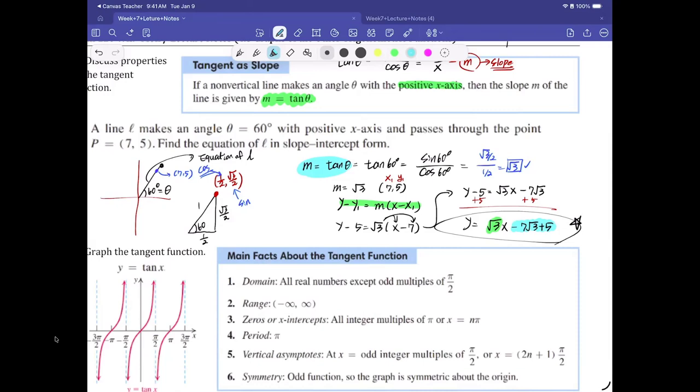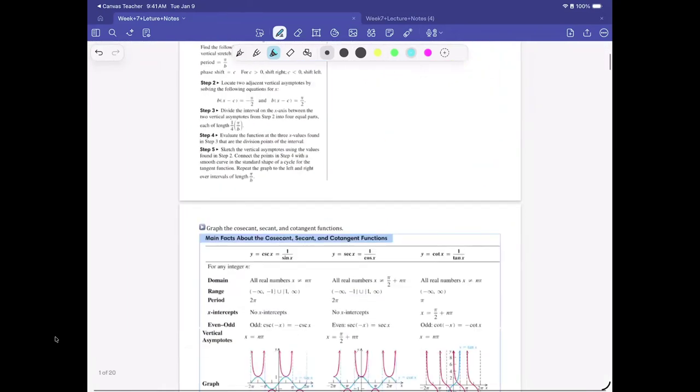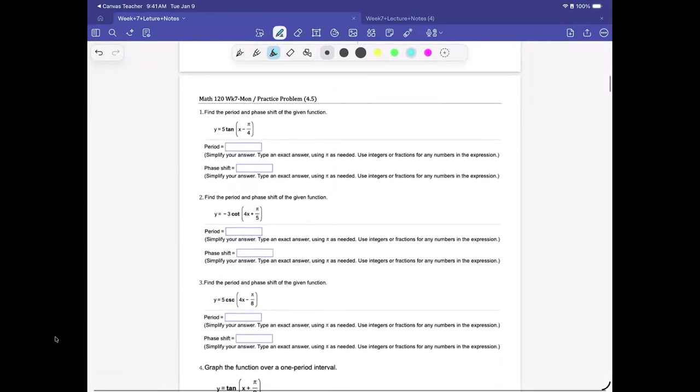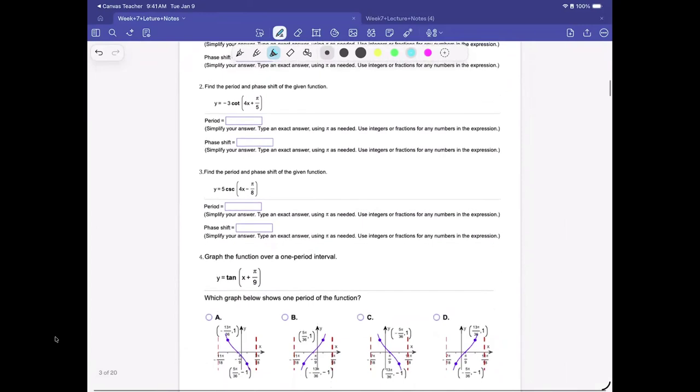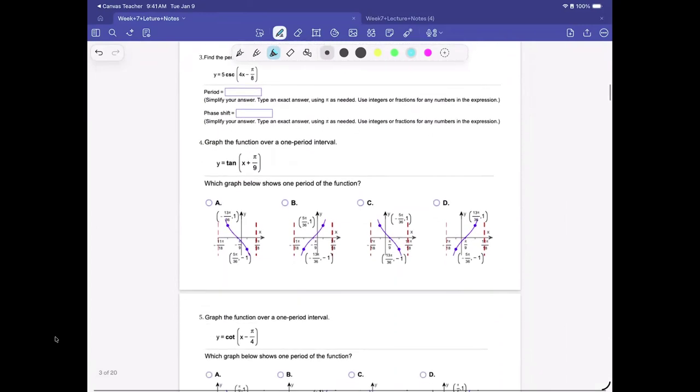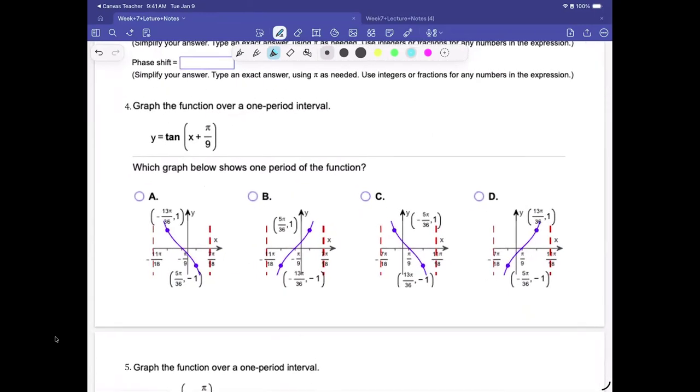So let's talk about graphs, okay? As you can see on your homework, I think mostly they are going to be multiple choice. It looks like your practice problem. This is very easy, okay? Finding the period and then the phase shift. Yeah, this is what I'm talking about. I think they're going to ask which graph is the right one.